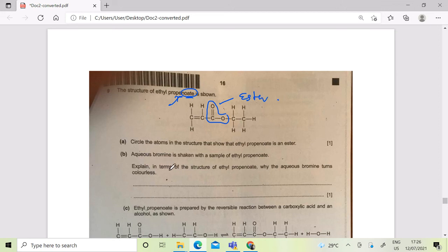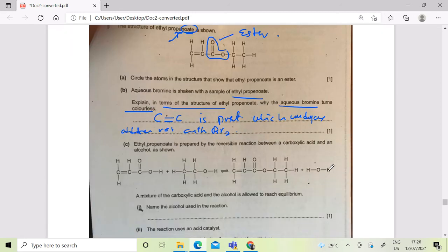Aqueous bromine is shaken with a sample of ethyl propanoate. Explain in terms of the structure why the aqueous bromine turns colorless. Right. In the structure, carbon-carbon double bond is present. Right. Which undergoes addition reaction with bromine, or you can say bromine is added to the carbon-carbon double bond. That is why color change happens.